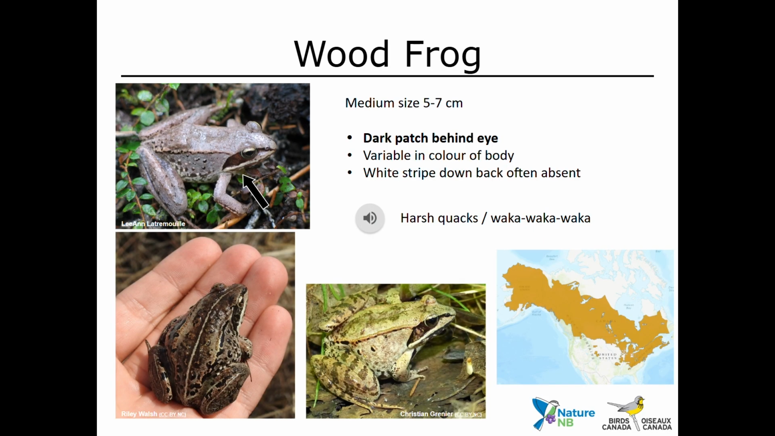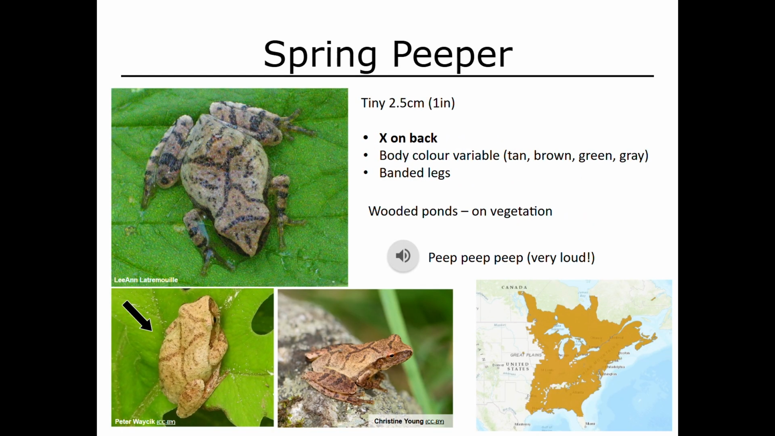And then the spring peeper is a tiny frog, so it's only about 2.5 centimeters long. The most distinctive marking is the X on the back. And like the wood frog, they have variable body color. And like many species of frogs, they have banded legs. So again, the most distinctive feature is the X.